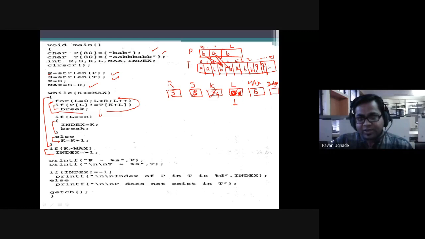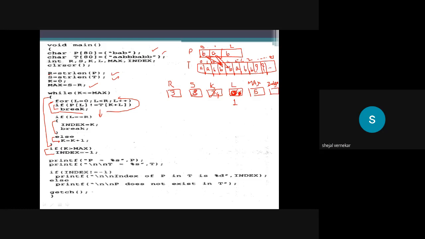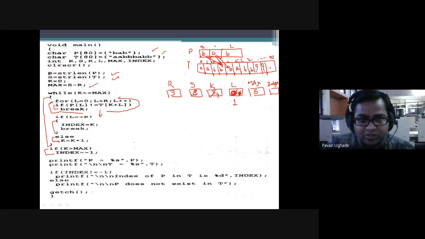Now please guys try to see, because we are getting the pattern now. This is very important. Now P of 0 matched with T of 4, condition true or false? B not equals to B. False. As this is false, we are not executing this. The break will not get executed.